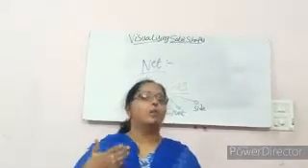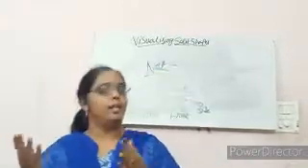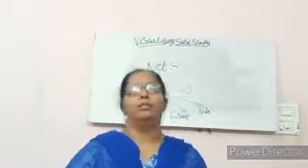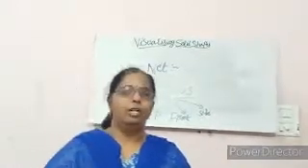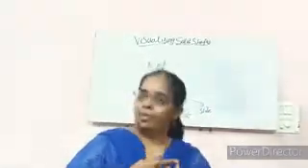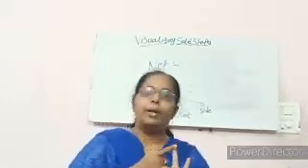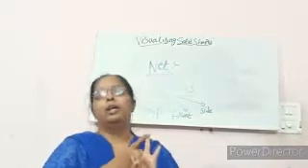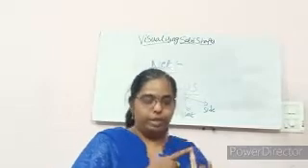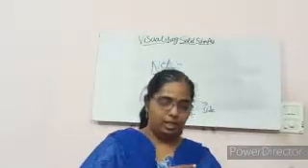Now let us revise what we learned today. First of all, we learned about a plane figure and a solid figure: what is a plane figure, what is a solid figure and what are the differences between them. Next we learned about faces, edges and vertices. A plane surface is called a face, the line segment where two faces meet is called an edge, and a vertex is a point where the edges meet. These three things you have learnt.